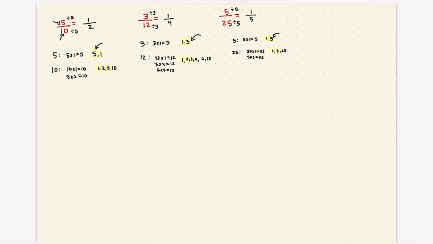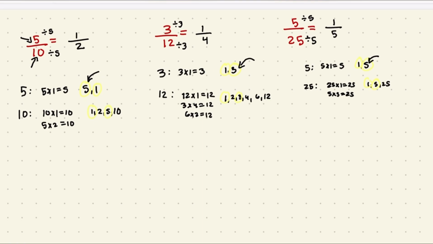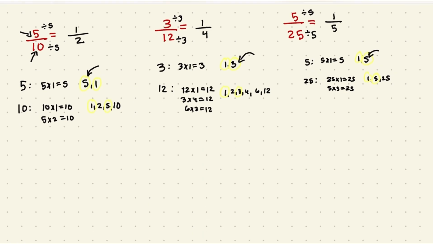All you're doing when you're simplifying fractions is listing out the individual factors of the top and the bottom, numerator and denominator, identifying the common factors, afterwards the greatest common factor, and then dividing by that to get the simplest form of your fraction. I hope this video was helpful.